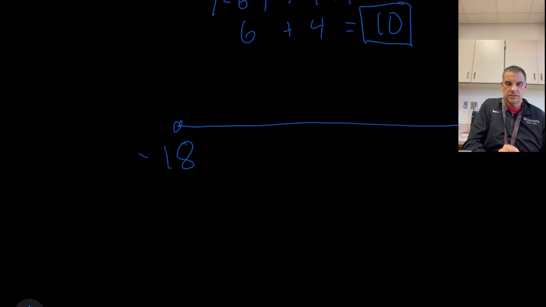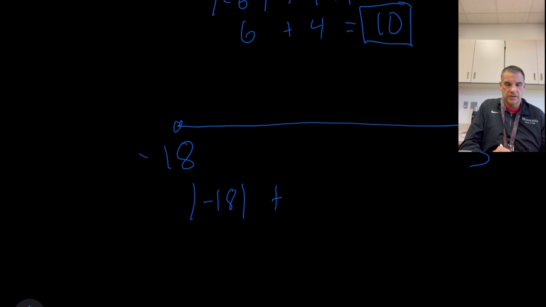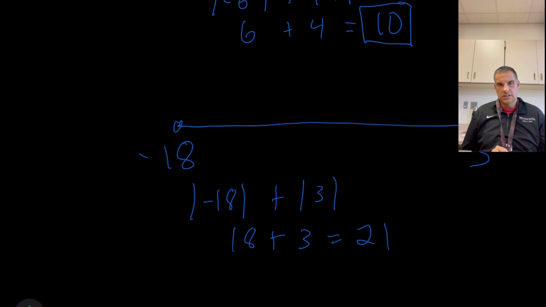Okay, so let's look at another one. Let's look at the distance between negative 18 and 3. So in this case, again, we've got that negative going on, so we're going to do the absolute value of negative 18 plus the absolute value of 3. So 18 plus 3 is 21. So the distance between those 2 points is 21.